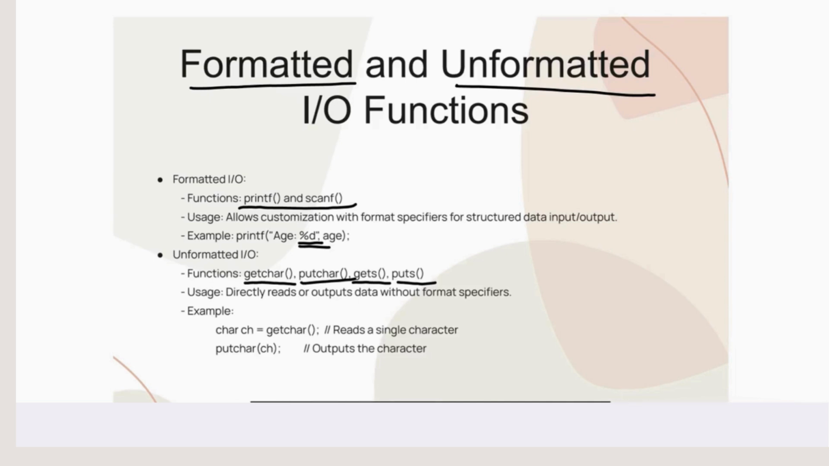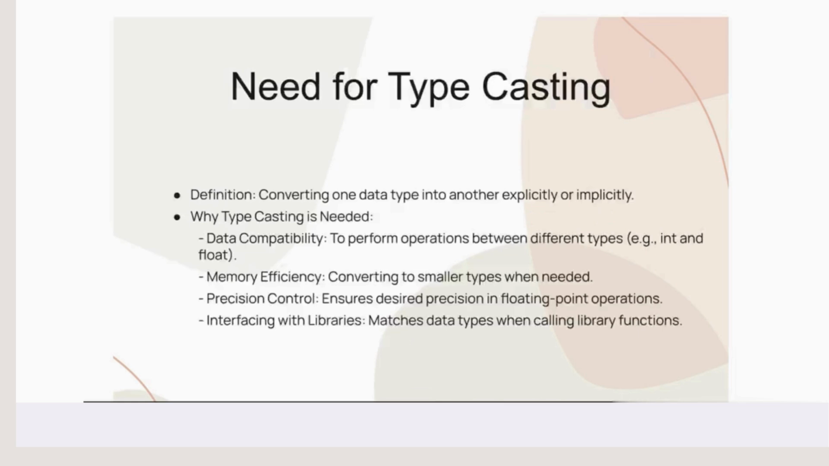So if we say an example, char ch equal to getchar, I am going to put any of the letters on the output screen, no format specifier needed, and the value is directly given to ch. And if I want to print ch, I can say putchar. So this putchar function will directly take the letter from ch, whatever the value is, and directly print it on the screen. So these are two main types of IO functions, formatted and unformatted IO functions.